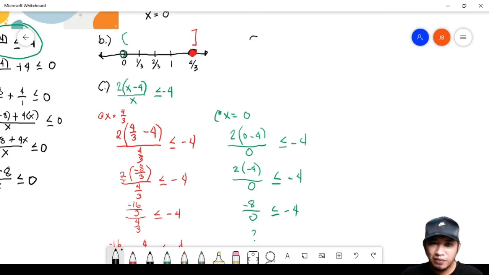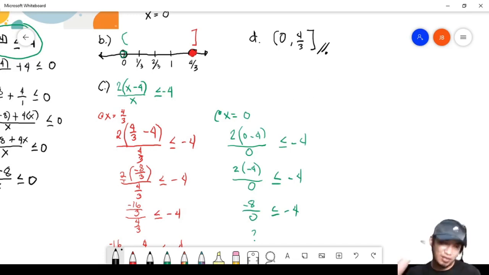Hindi pa. May letter D pa. The letter D is your final answer. Okay? Your final answer, makakatulong na yung parenthesis and bracket mo. So, open parenthesis. Ano yung open parenthesis mo? 0. And then, comma. Ano yung bracket mo? 4 over 3. Bracket. That is the final answer. The set, ang ibig sabihin niyan is the set of the x is 0 and 4 over 3.